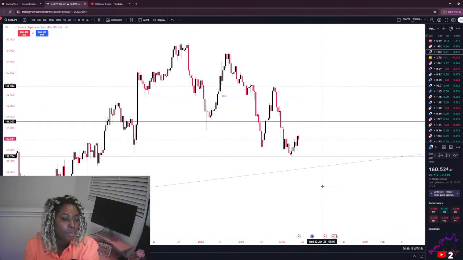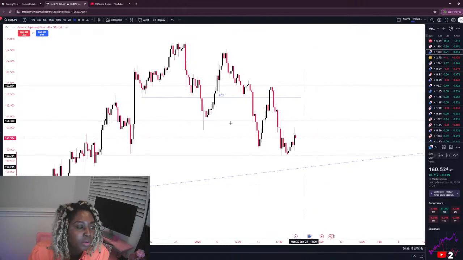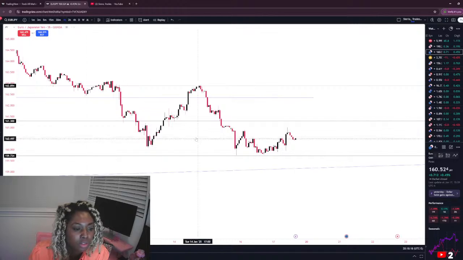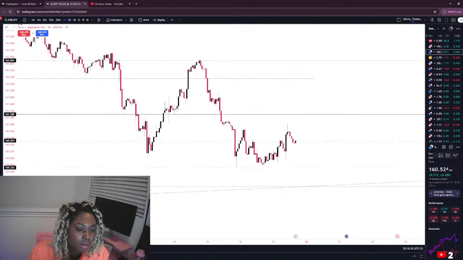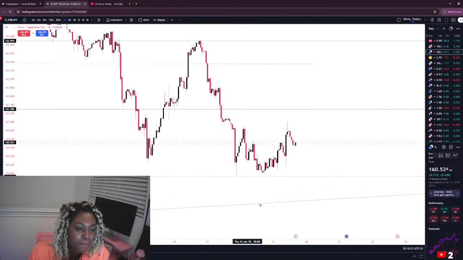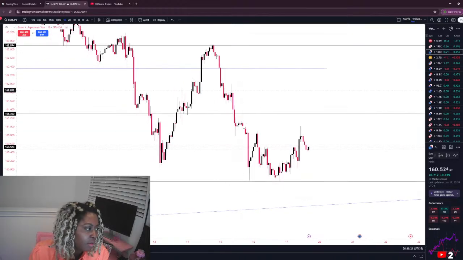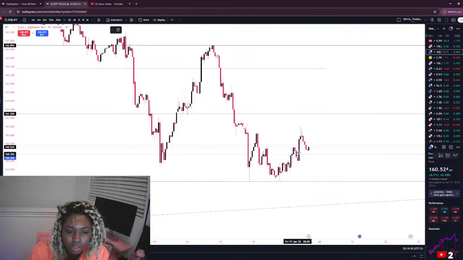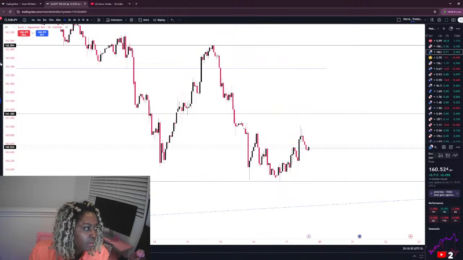But what we want to look for is the right now trades during this week. And what I'm pretty sure we'll see on Sunday open, Monday, is price continue to make its way up.